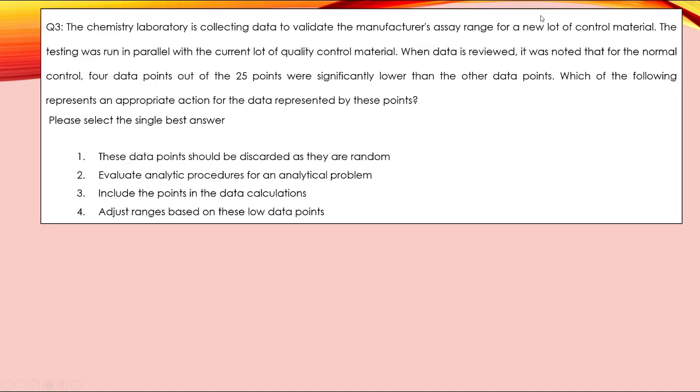The chemistry laboratory is collecting data to validate the manufacturer's assay range for a new lot of control material. The testing was run in parallel with the current lot of quality control material. When data is reviewed, it was noted that for the normal control, 4 data points out of the 25 points were significantly lower than the other data points. Which of the following represents an appropriate action for the data represented by these points? Please select the single best answer.